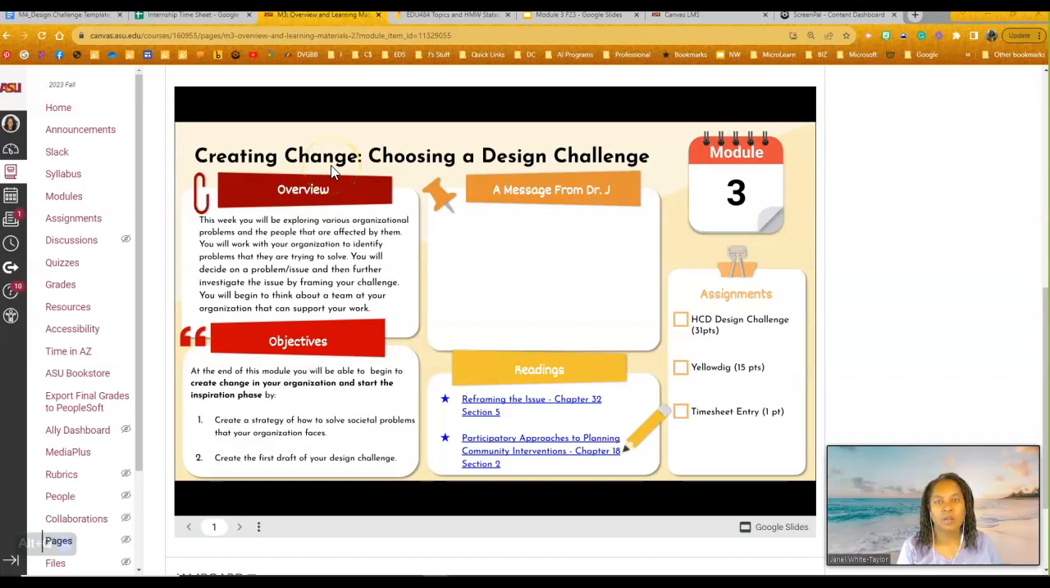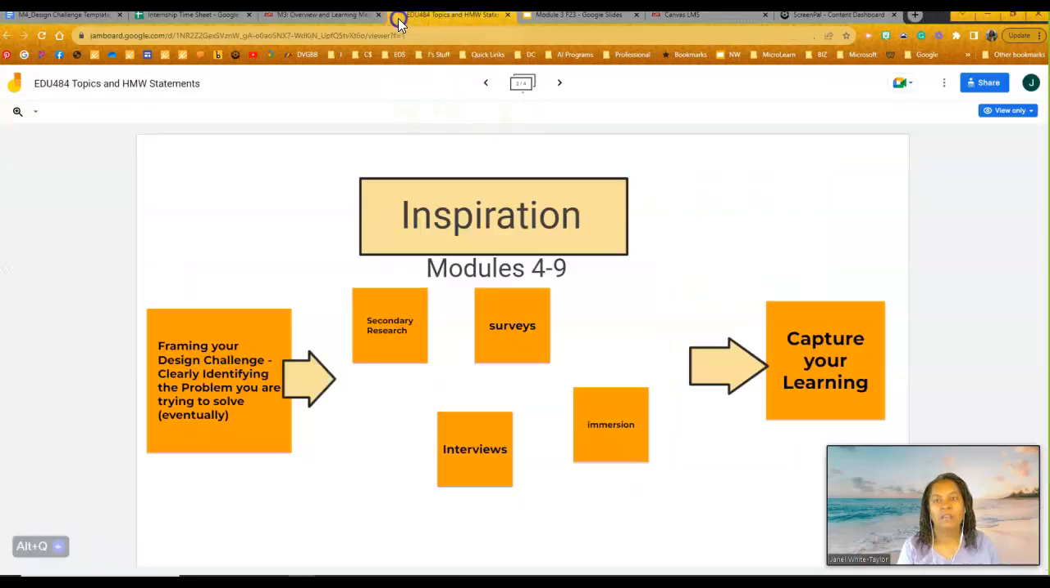Module 2, we started talking about the problem. We started talking about your challenge, trying to figure out what issues are happening on your site. In Module 3, we're going to start looking at your design challenge and figuring out what that design challenge looks like and really playing around with that. Then, as we keep moving, you're going to be an inspiration.